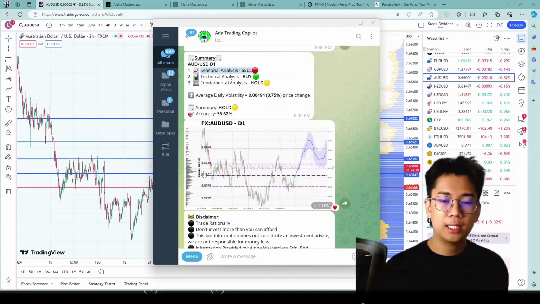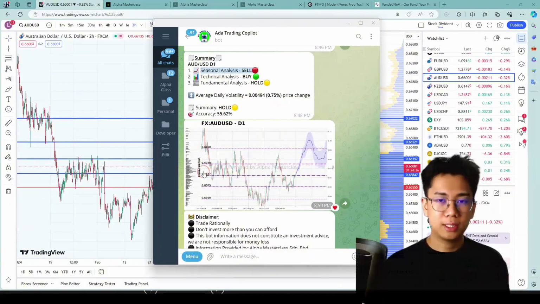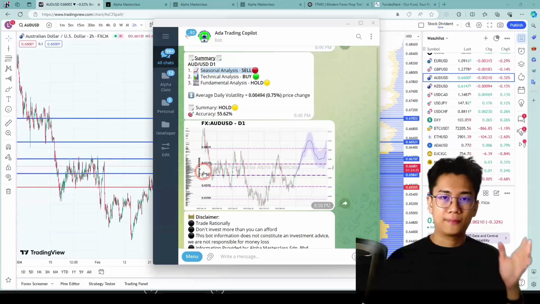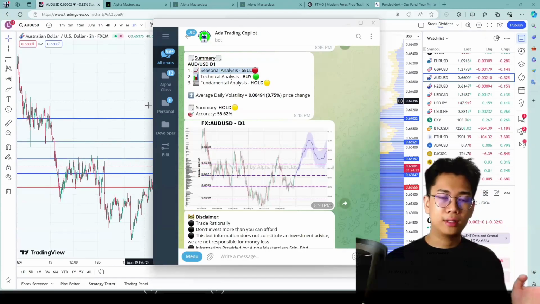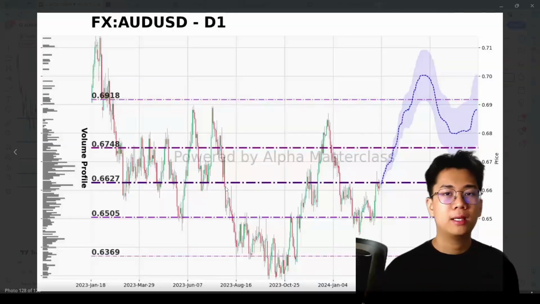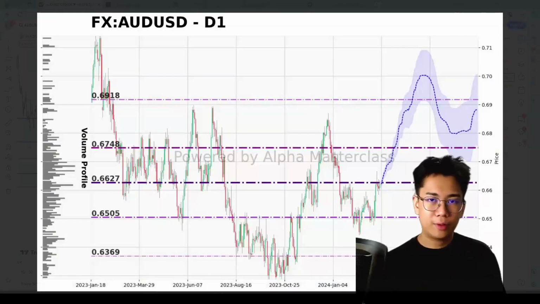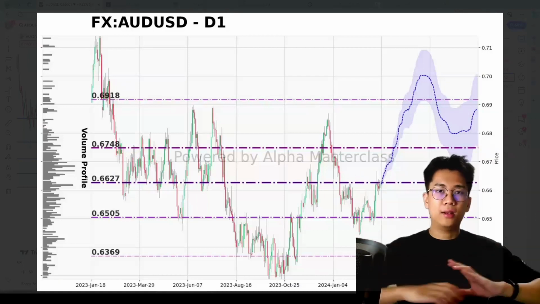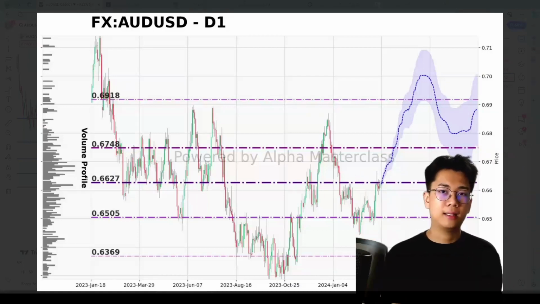And one more thing is, which one is more accurate? The diagram or the TradingView? I'll put it this way. TradingView is big data. You can study a long data, but Telegram is limited, but it's all calculated by AI.